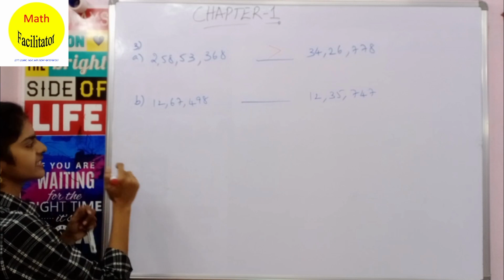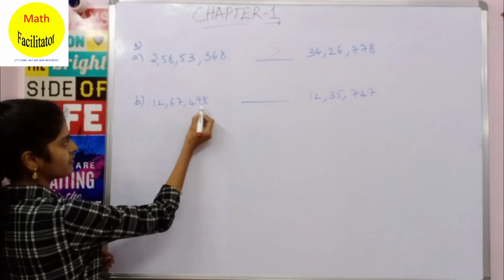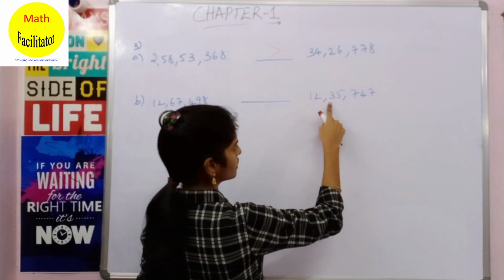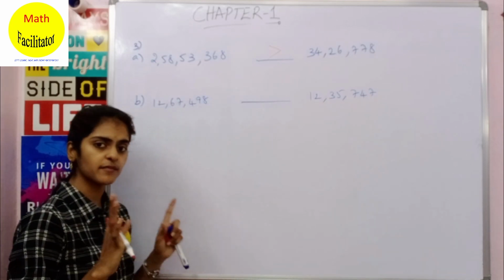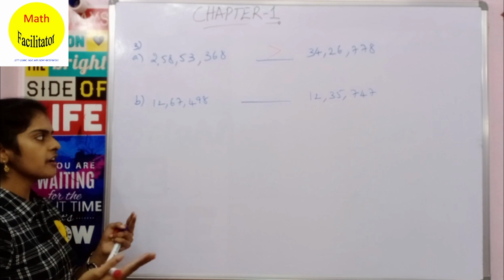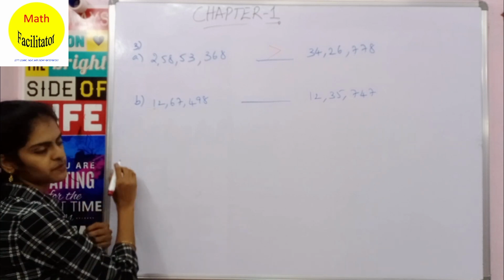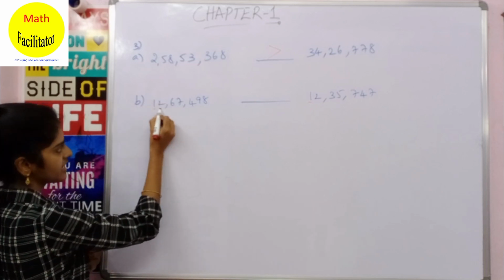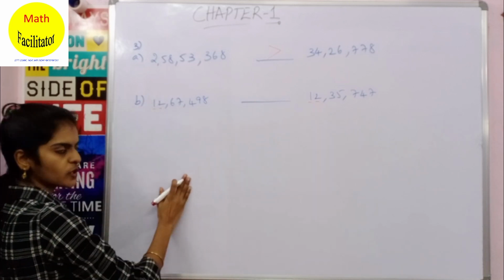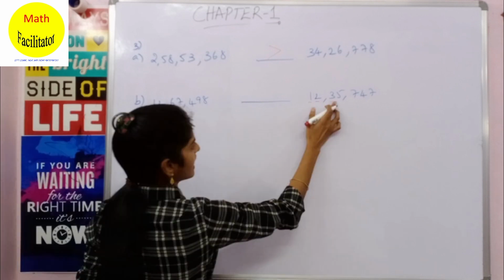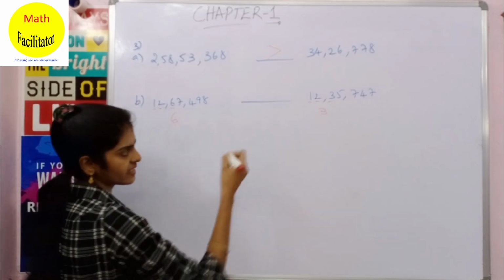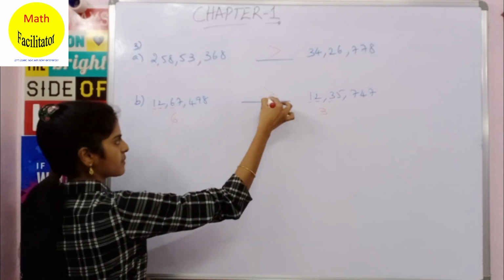Now here let us see, 7 digits you have. Here you have 7 digits. So same number of digits. So what do we do? We move on to the greatest place. Here you have 1, here also you have 1. So again move to the next place. Here you have 2, here you have 2. Again move. Here you have 6, here you have 3. Now is 6 greater or 3 greater? 6 is greater, so this number is greater.